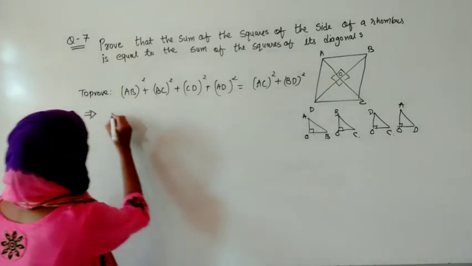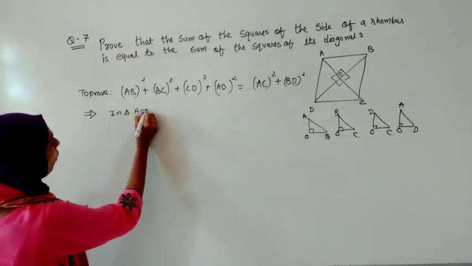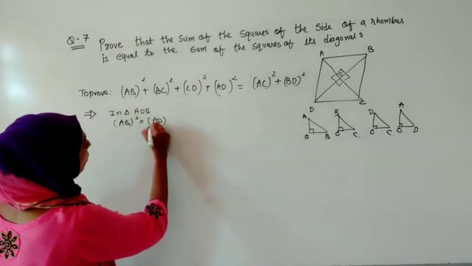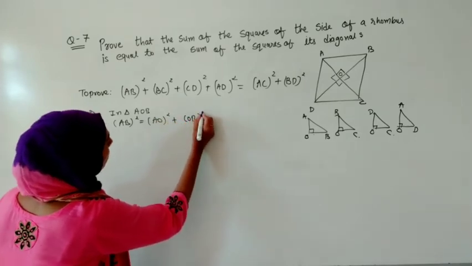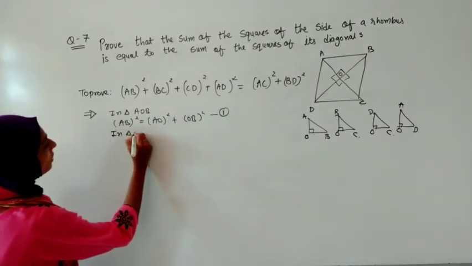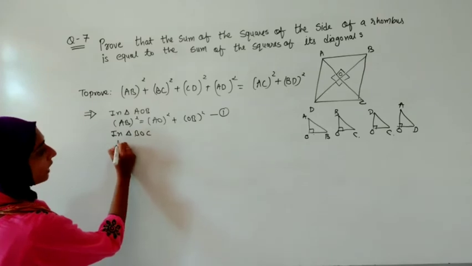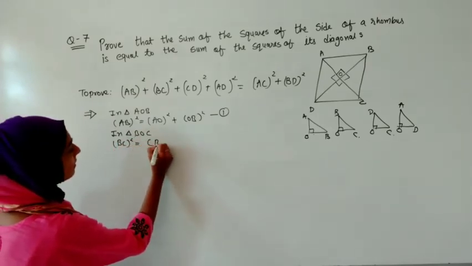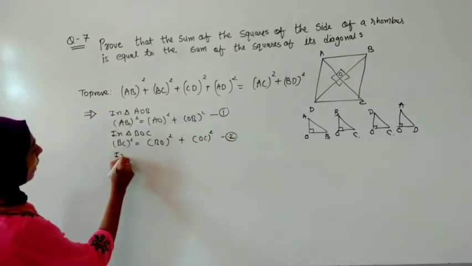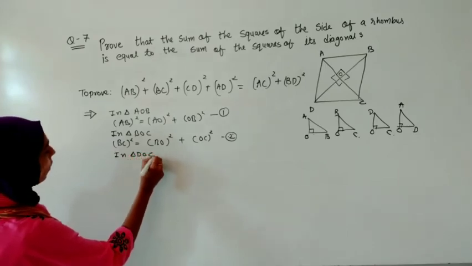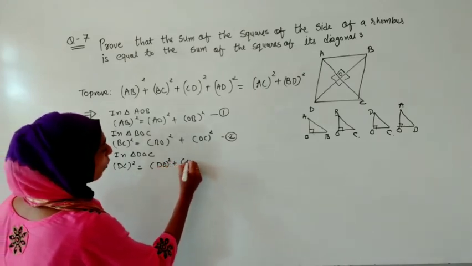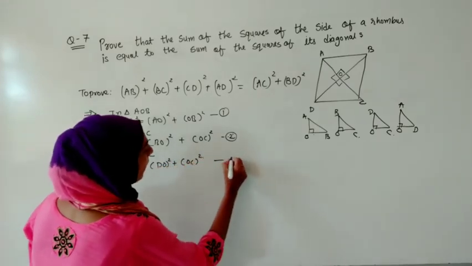So here we will apply in triangle AOB. We are applying Pythagoras law. AB square, hypotenuse square, will be base square plus perpendicular square. So let us write it. Give it the name 1. Then we have to talk about triangle BOC. So hypotenuse is BC whole square and the rest is BO square and OC square, and that is condition 2. Then in triangle DOC, DC square is equal to DO square plus OC square. Okay, and write it as 3.